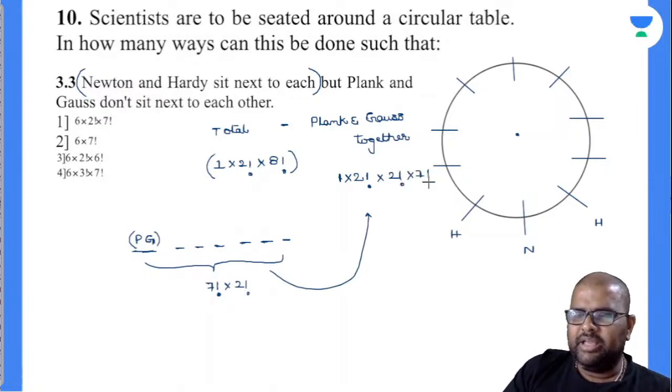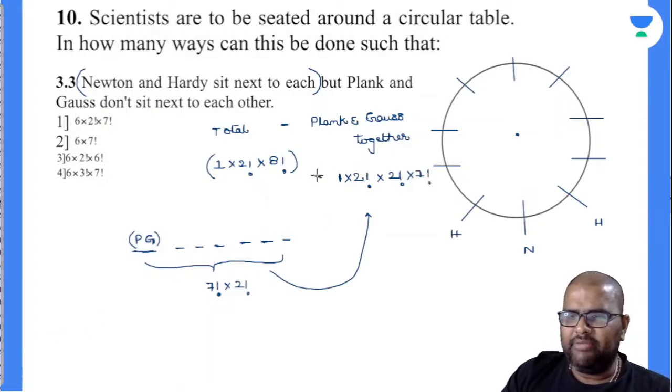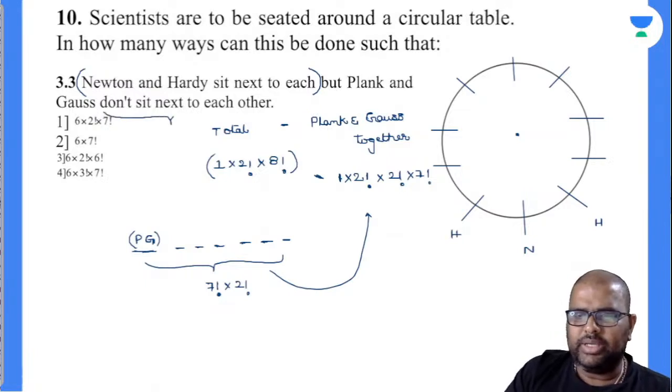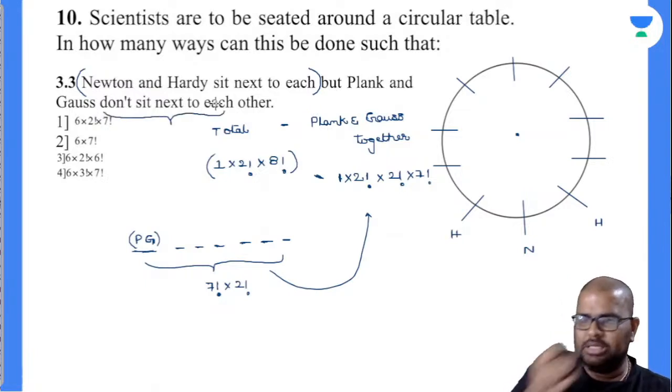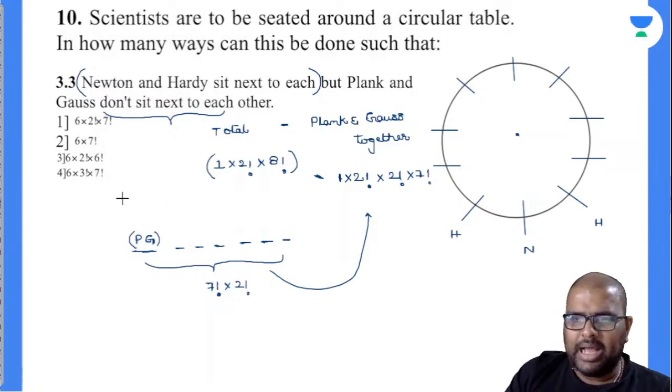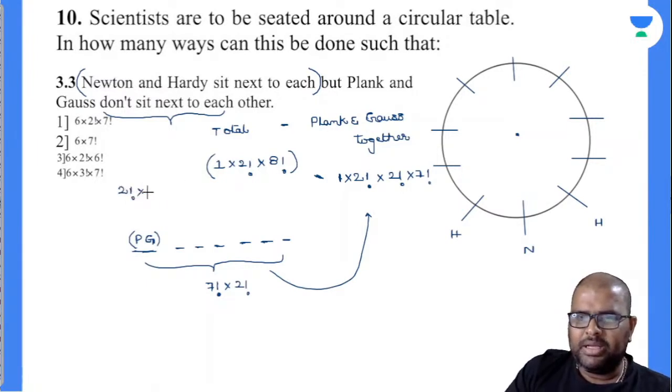Now see here, if I subtract this from the original equation, automatically I will be getting my question, but Planck and Gauss do not sit next to each other. Am I right or wrong? Yes. So what can I remove from here? I can remove 2 factorial. I can remove 7 factorial. In the first block, 8 will be left over.